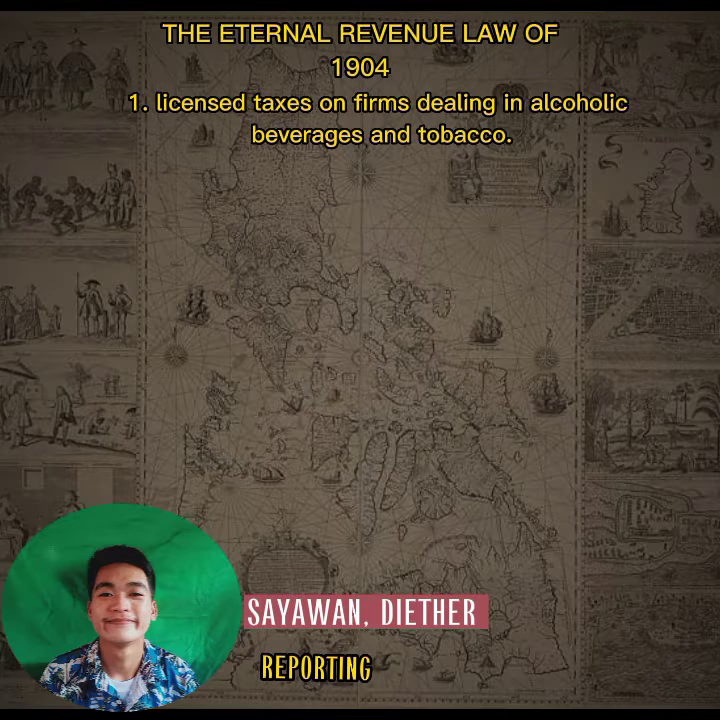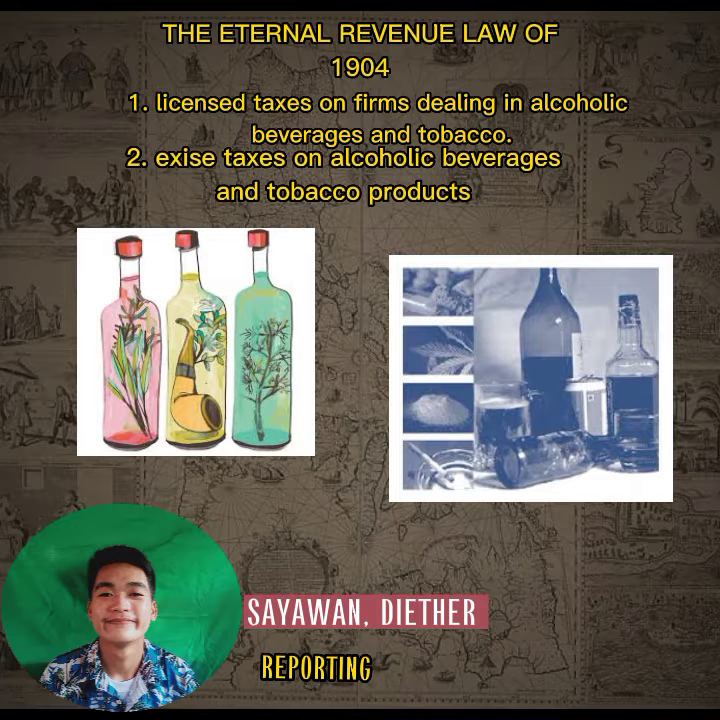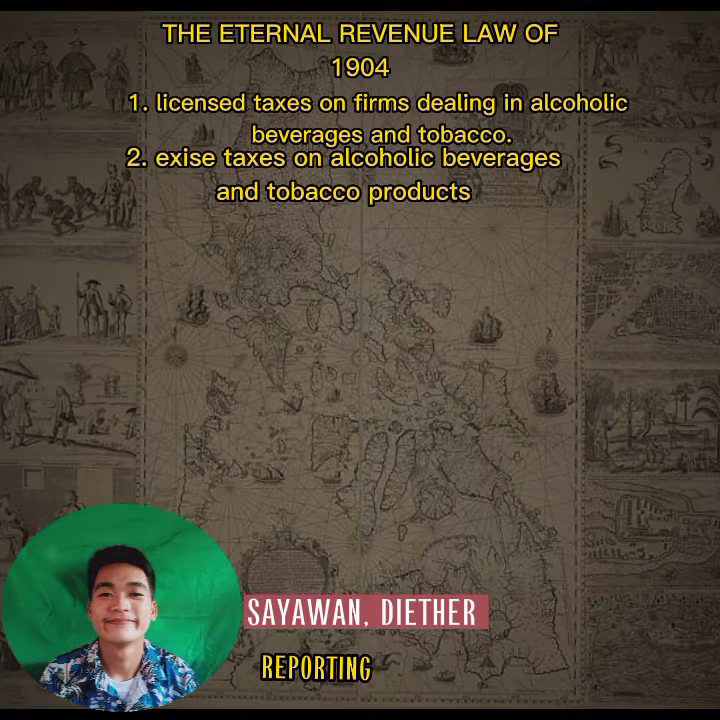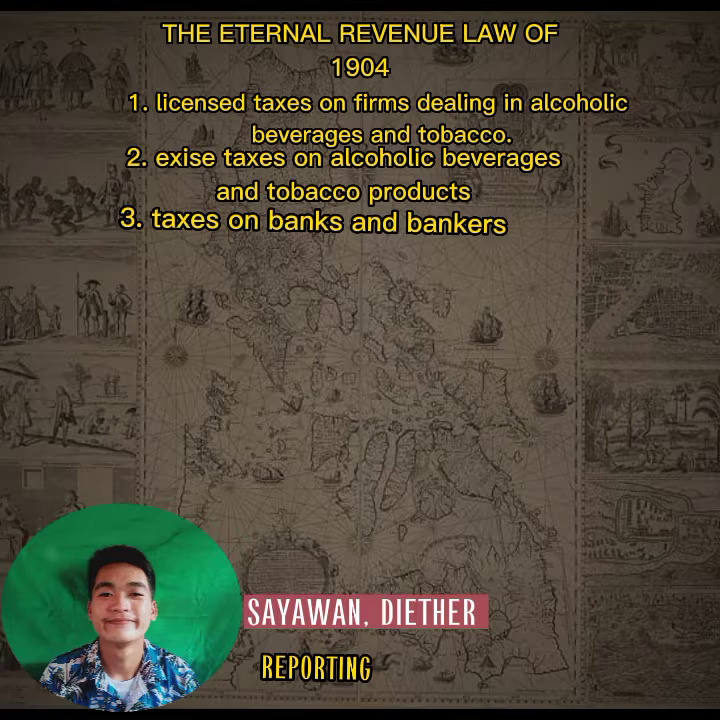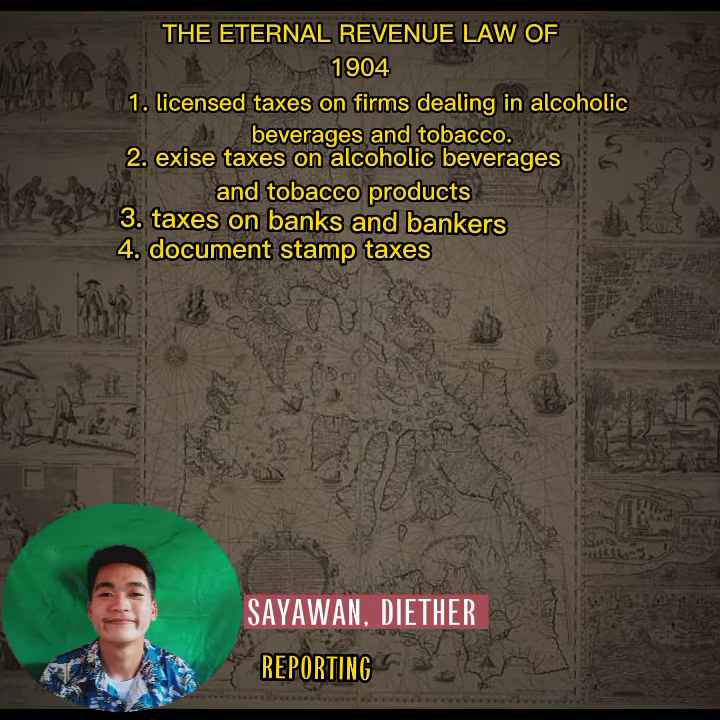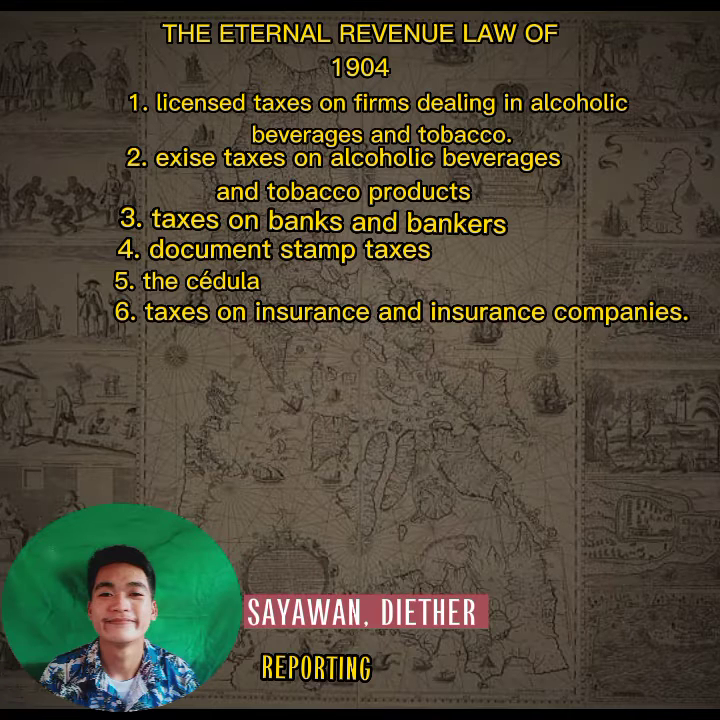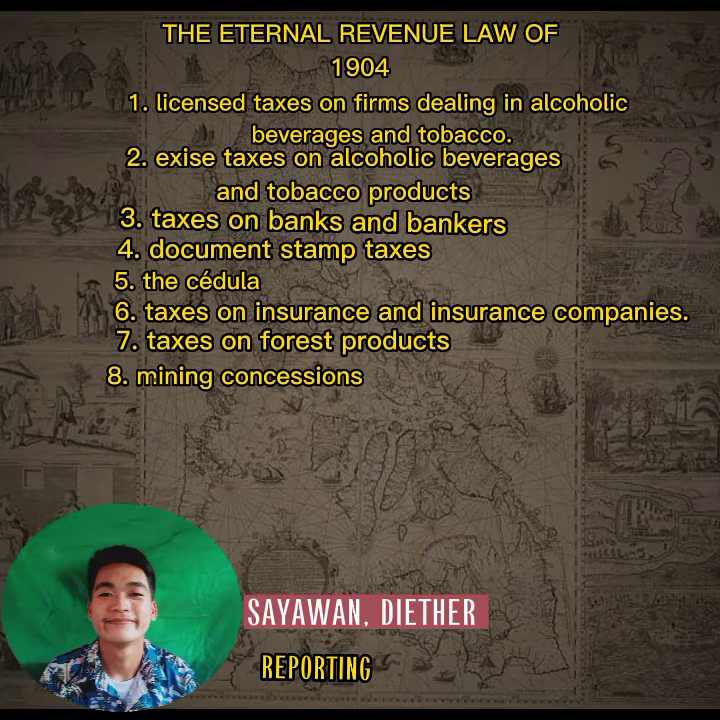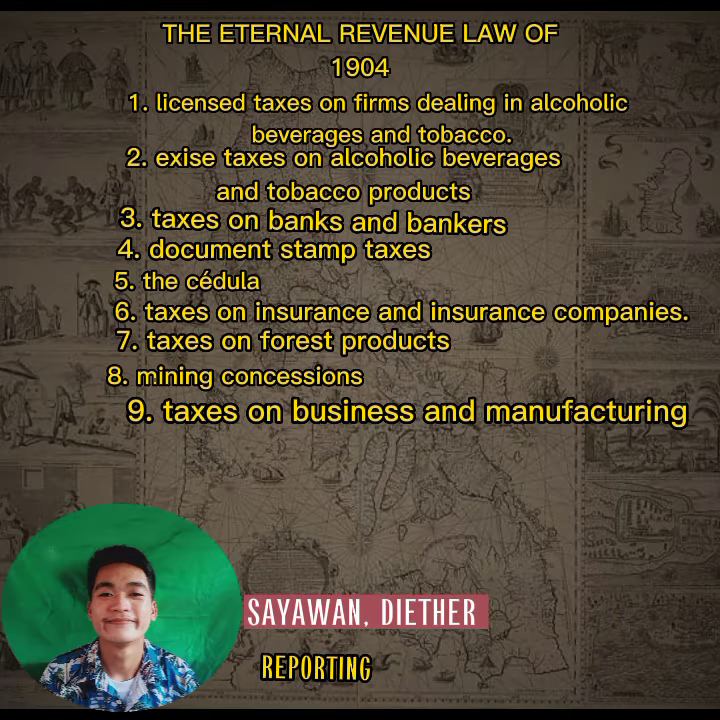Number 1, license taxes on firms dealing in alcoholic beverages and tobacco. Number 2, excise taxes on alcoholic beverages and tobacco products. Number 3, taxes on banks and bankers. Number 4, document stamp taxes. Number 5, the cedula. Number 6, taxes on insurance and insurance companies. Number 7, taxes on forest product. Number 8, mining concessions. Number 9, taxes on business and manufacturing. And last, number 10, occupational licenses.